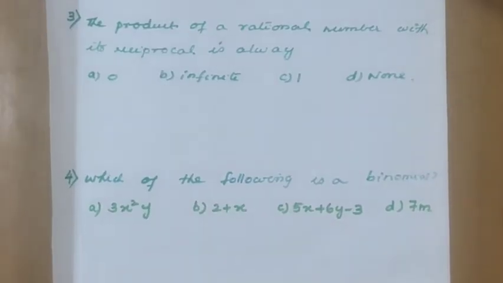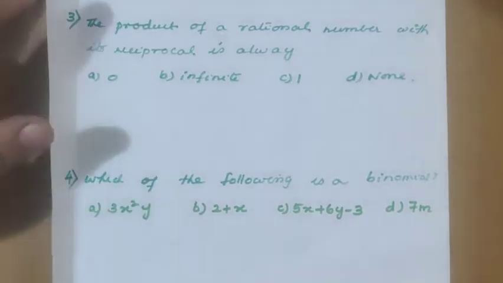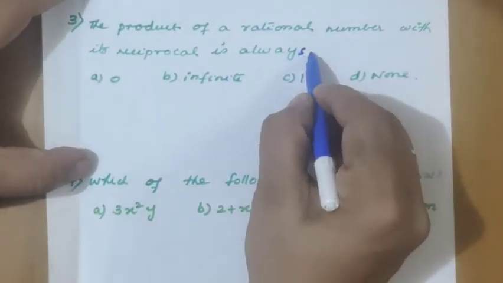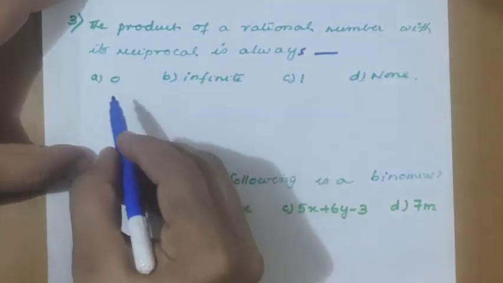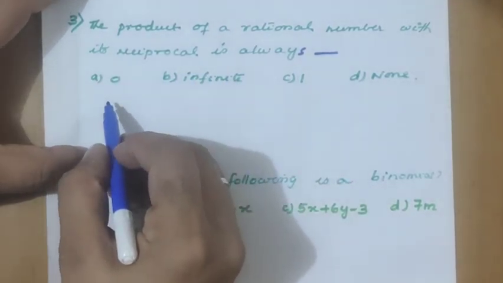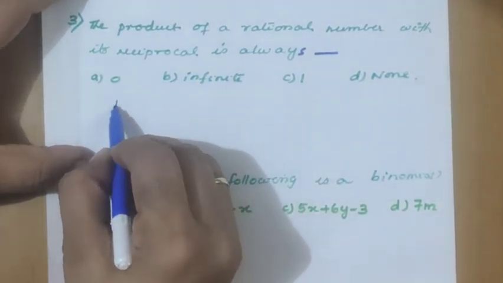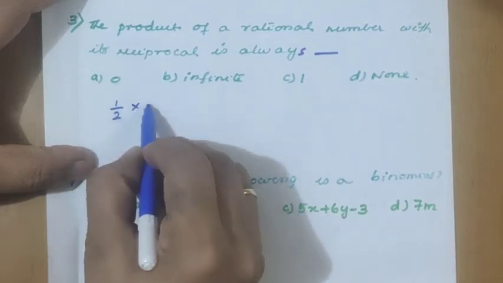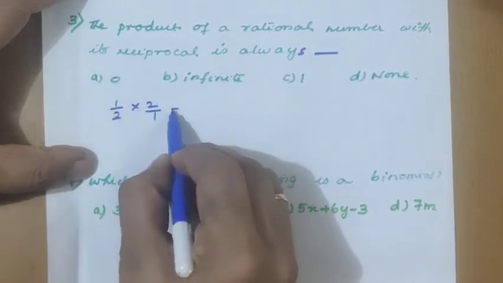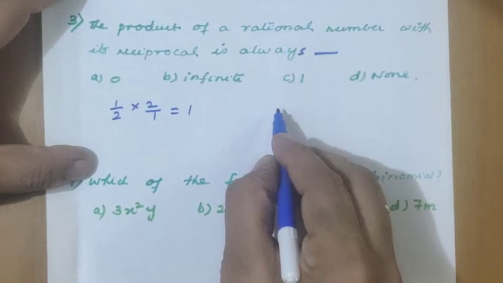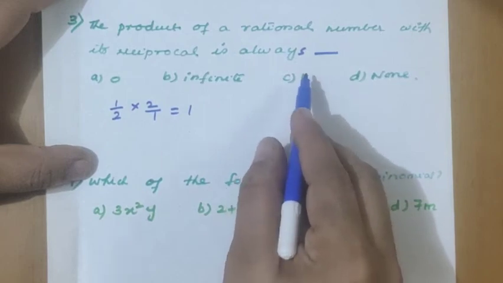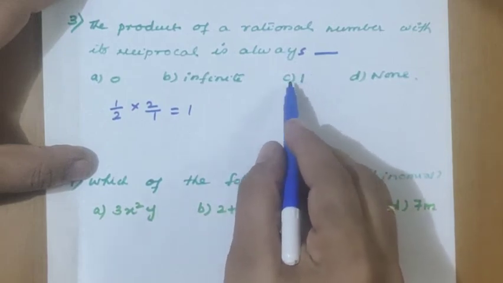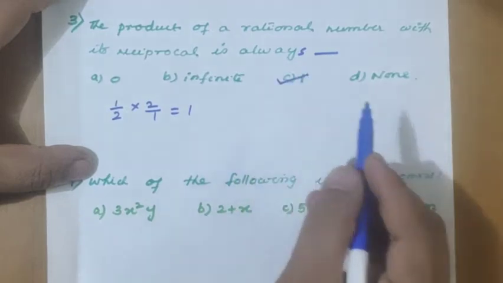The product of a rational number with its reciprocal is always dash. What is the answer? The product of a rational number, any rational number, it can be positive or negative also. So 1 by 2 we are taking. What is the reciprocal? It is 2 by 1. Then the product is equal to 1 only. When we are having this one, the product of a rational number with its reciprocal is always equal to 1 only. So our answer is 1.